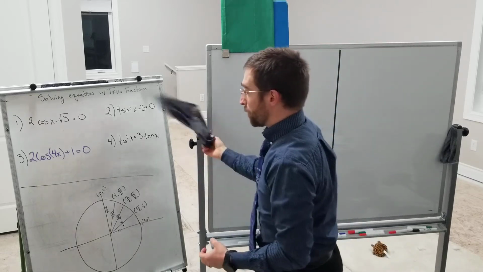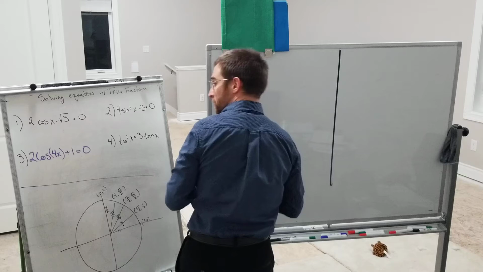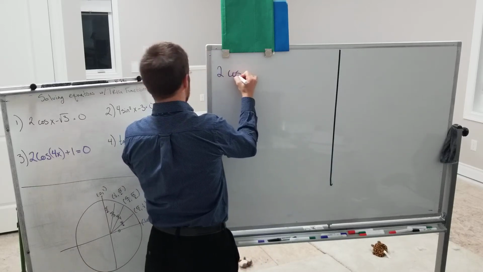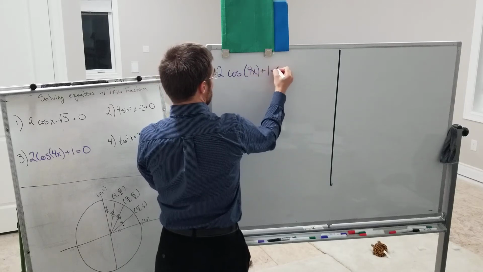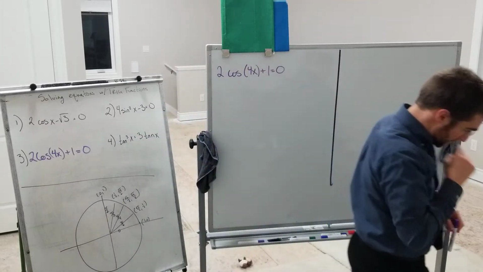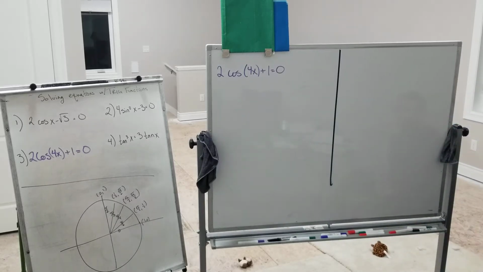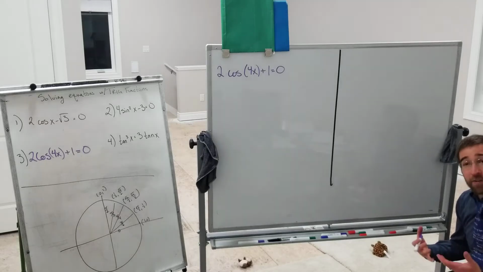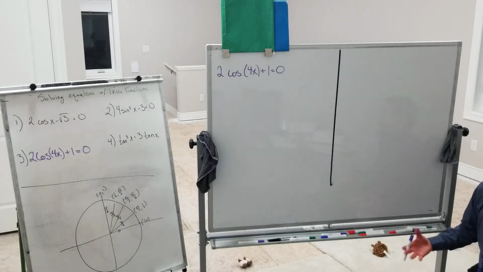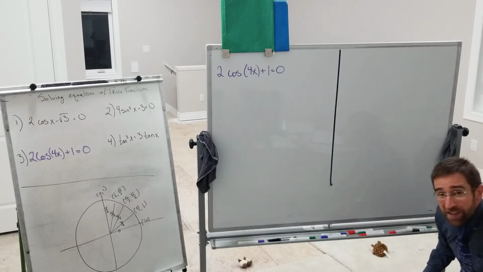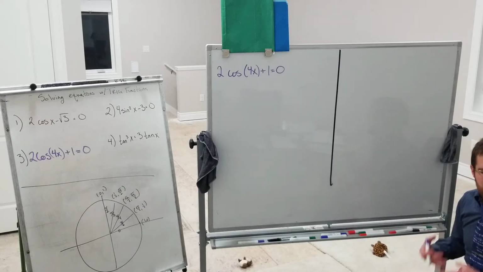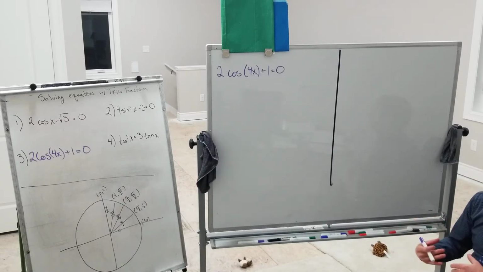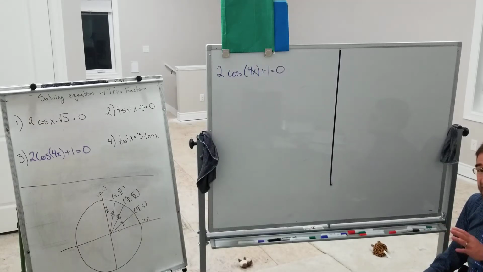Alright, problem 3. So here we have 2 cosine of 4x plus 1 equals 0. Alright, well, it's cosine of 4x. So the difference here is there's something else inside the parentheses other than just an x. We are still going to solve for cosine 4x first. So cosine 4x equals what? Go from there, and then we're going to get rid of that 4 as like our last step.